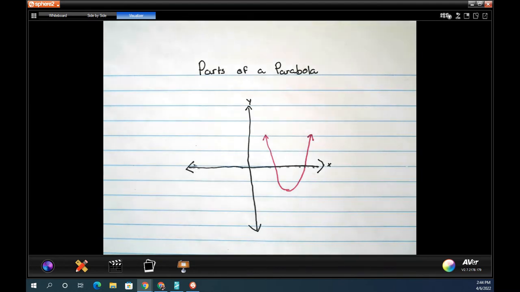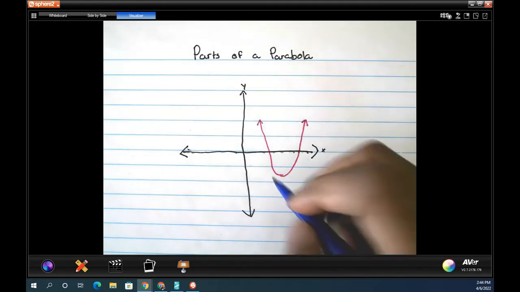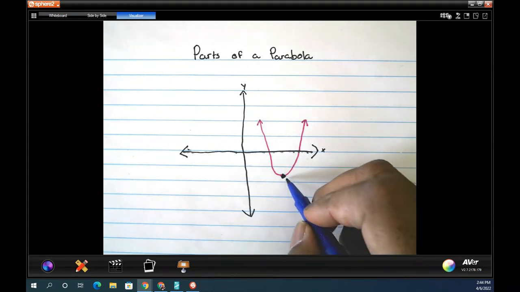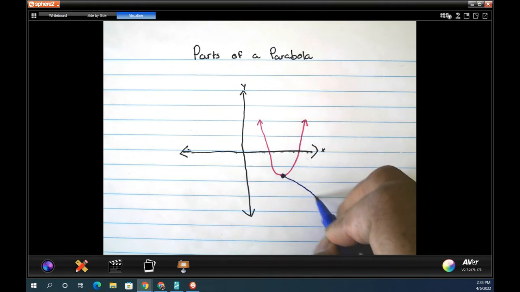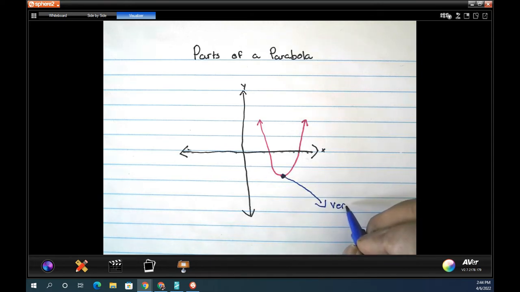Okay, let's talk about the very first thing, and that's the vertex. That's the point of the parabola. And I drew this one facing up. That point right there is known as the vertex. Give yourself some room because we got a lot of things to write. That's the vertex. The point of the parabola.